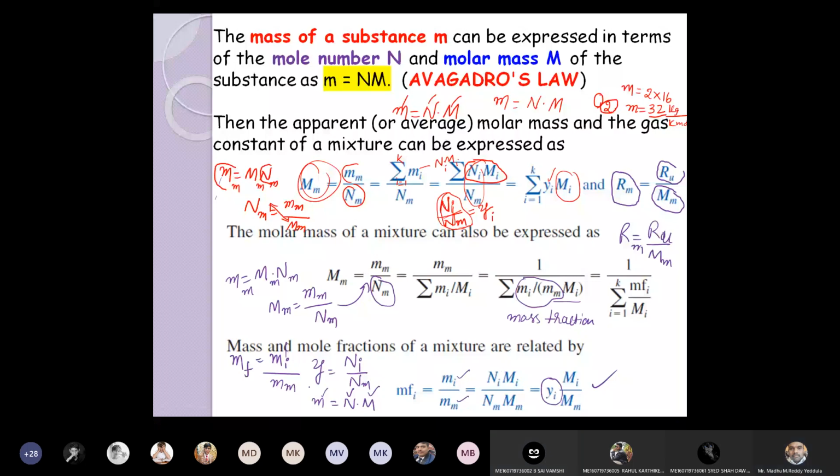You see here, from Avogadro's law, what can I write? Molar mass is nothing but mass by number of moles. Can you write like that? Any doubt in this one? I'm explaining this one. We can't see your cursor, sir. Okay, okay.